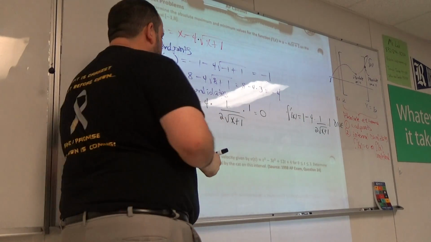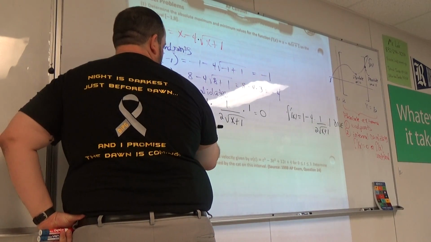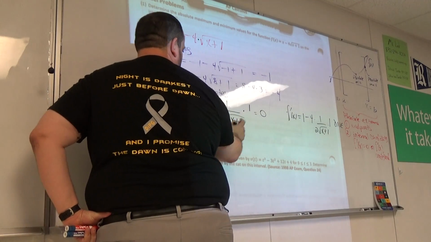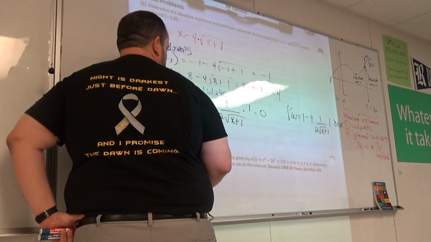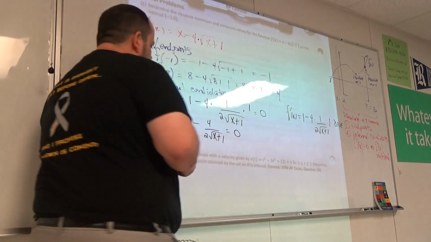Let's tackle this guy here. If I clean this up a little bit, 4 times 1 over that times 1, well that's the same as 4 over 2 times the square root of x plus 1 is equal to 0.